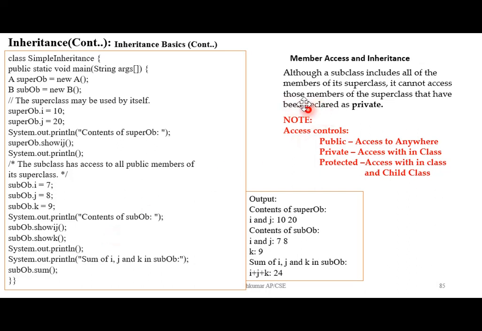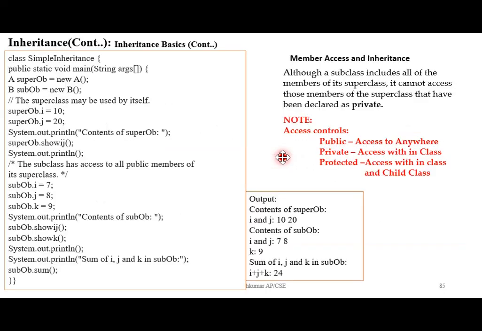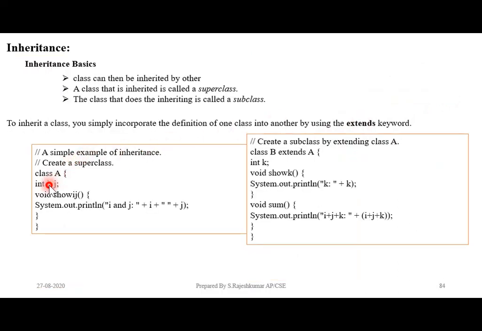Here I have mentioned one important note. Although a subclass includes all the members of its superclass, as we said, here i and j are available virtually. But it cannot access those members of the superclass that have been declared as private. If it were private int i, j, there is no access specifier mentioned here, that's why it is a public access specifier, right? When the access specifier is declared as private int ij, it cannot be accessed by class B.